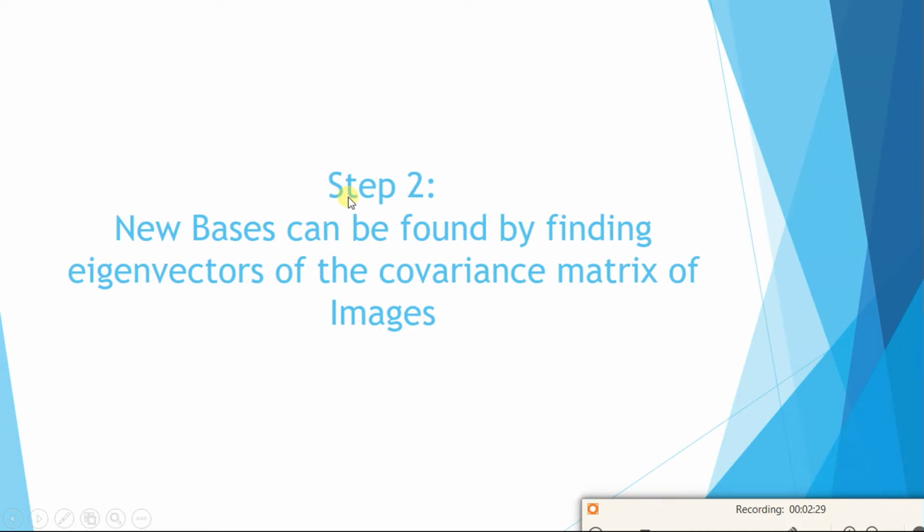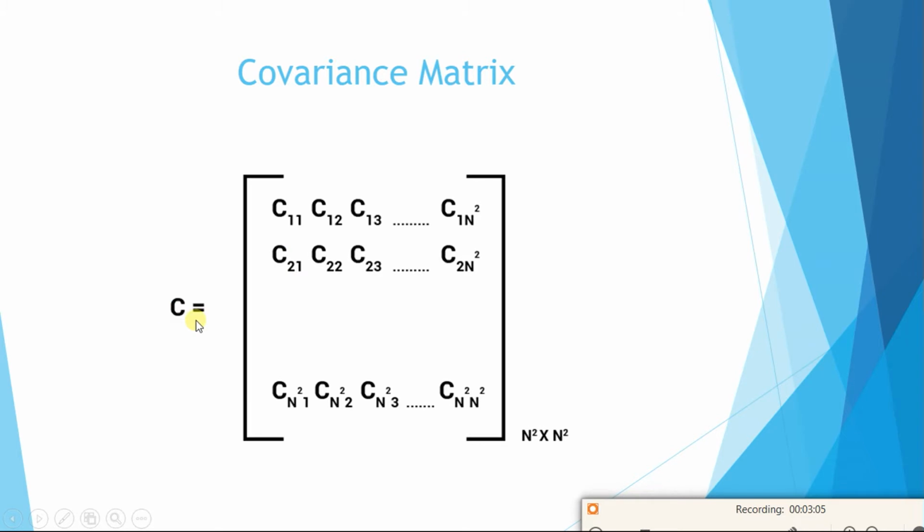To achieve our target, the second step is to find new bases, and new bases can be found by finding the eigenvectors of the covariance matrix of the images. We are going to find the direction of maximum variation. So for that, we first find the covariance matrix, and then find its eigenvectors, and those eigenvectors will be the principal components. They are going to be the directions of maximum variation. Our covariance matrix will be this, C11, C12, up to C1 n square, and it will be an n square cross n square covariance matrix.